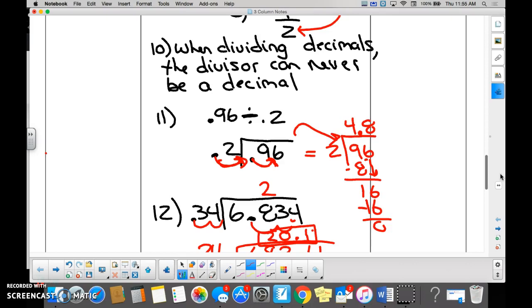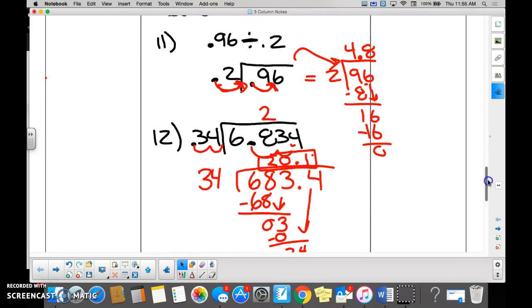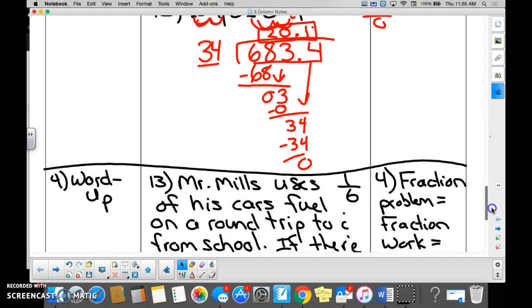Right? Almost like the equality problems we did when solving for variables. Number 12, Maddie came up and did that one for us. We have 34/100. This time she moved the decimal 2 places over on the outside of the box. So therefore we have to move the decimal point 2 places over on the inside of the box. Your new problem is 683 4/10 divided by 34. We no longer have a decimal outside of the box. Yes, no? Yes. Okay. And then the last one is just a word problem.